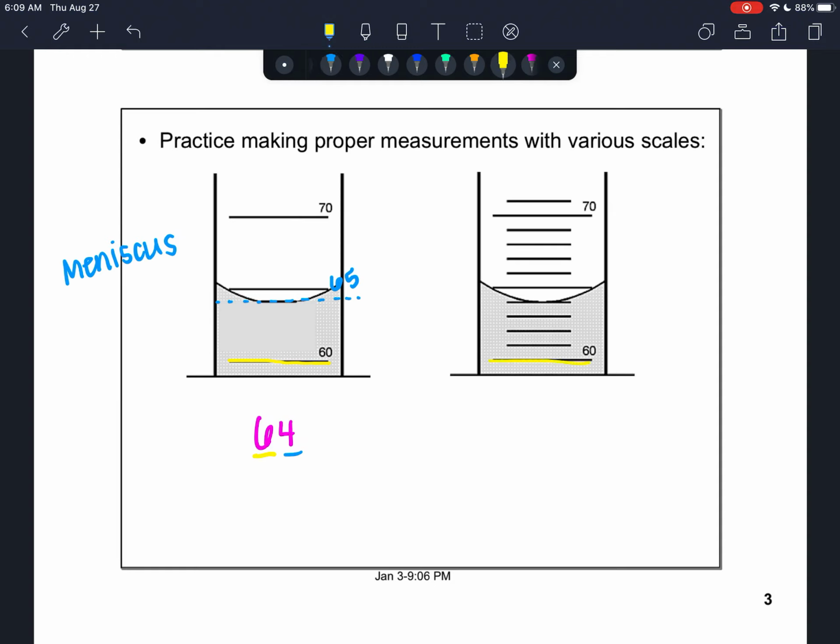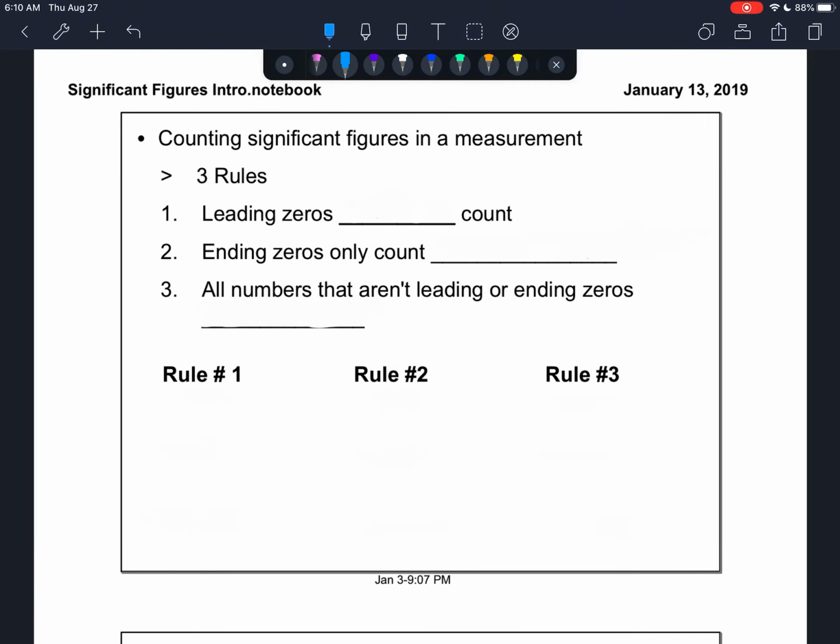We know for certain that this measurement is at least 60, and it looks like it's also on the 64 tick mark. So we know for sure that it's 64. Our uncertain digit is going to come from whether or not it's right on the tick mark or just past the tick mark. So this to me looks like it's right on the tick mark. I don't think it's just past it. So if it's right on the tick mark, my uncertain digit is going to be 0. And that's how I tell the reader this is right at the 64th tick mark. No more, no less. So let's move on.